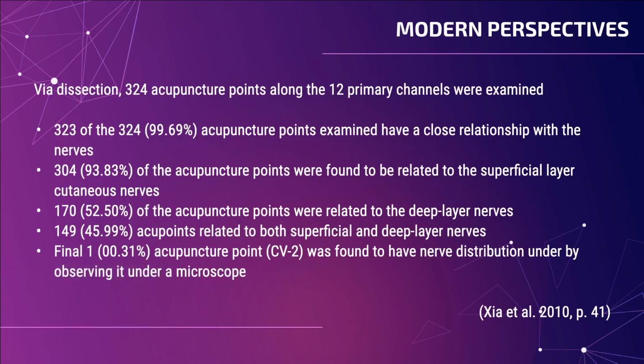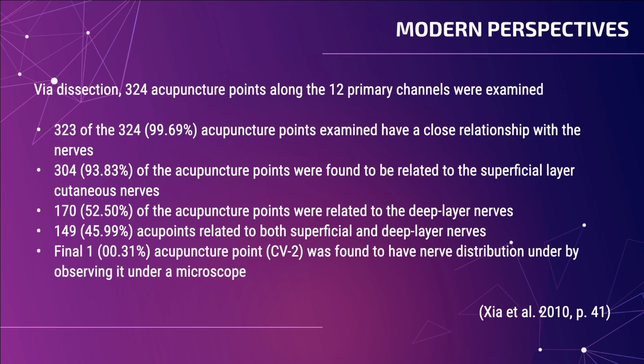Via dissection, 324 acupuncture points, along with the 12 primary channels, were examined. 323 of the 324, so that's 99.69%, of the acupuncture points were examined to have a close relationship with the nerves. 93.83% of the acupuncture points were found to be related to the superficial layer cutaneous nerves. 52.5% of the acupuncture points were related to the deep layer nerves. 45.99% related to both superficial and deep layer nerves.